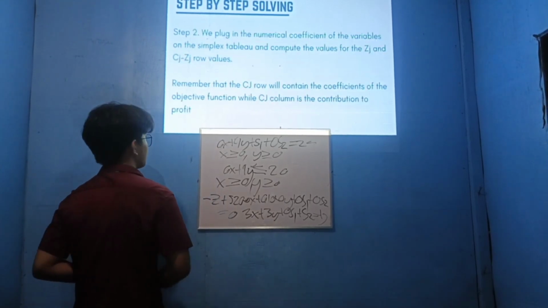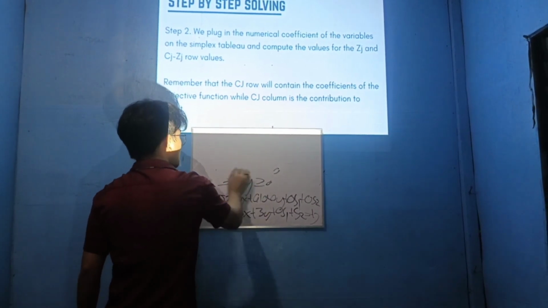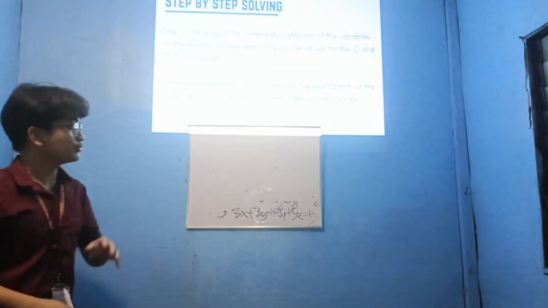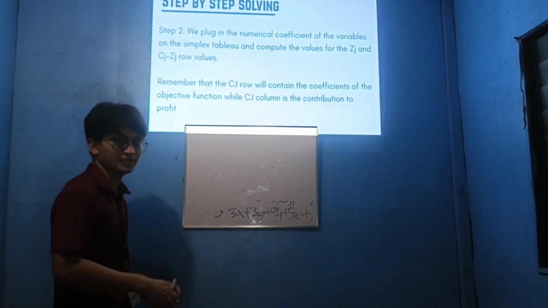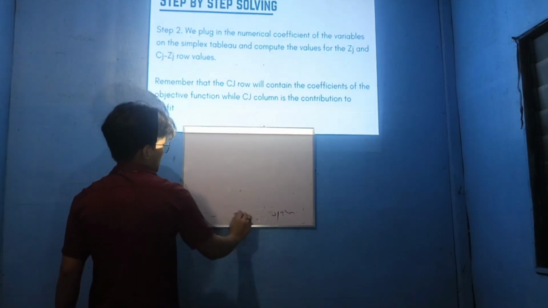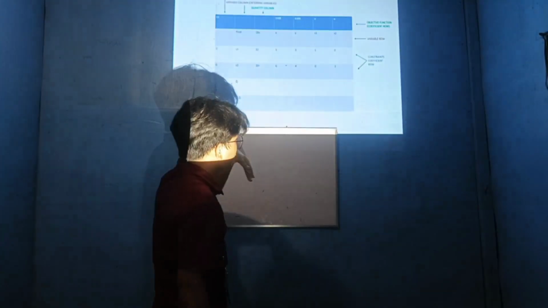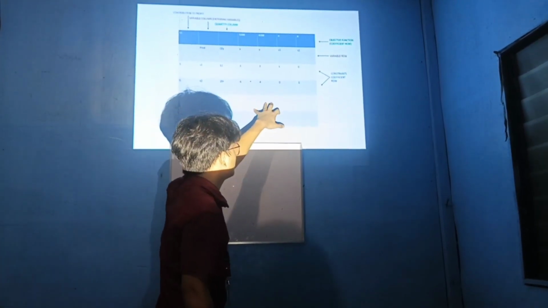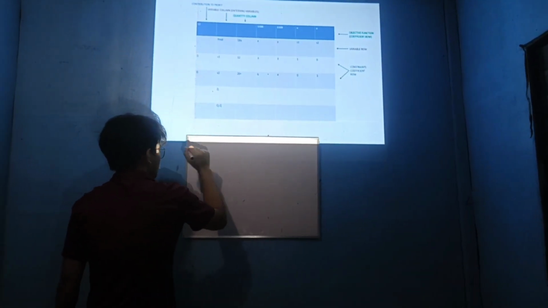For step 2, we plug in and input this into the Simplex table 1. Remember that the Cj row will contain the coefficient of the objective function, while the Cj column is the contribution to profit. As it's shown in the Simplex table 1. Next, please. We have our constraint coefficient rows 12, 3, 3, 1, 0 and 20, 6, 4, 0, 1. To compute for the Zj and Cj minus Zj, we will follow this.